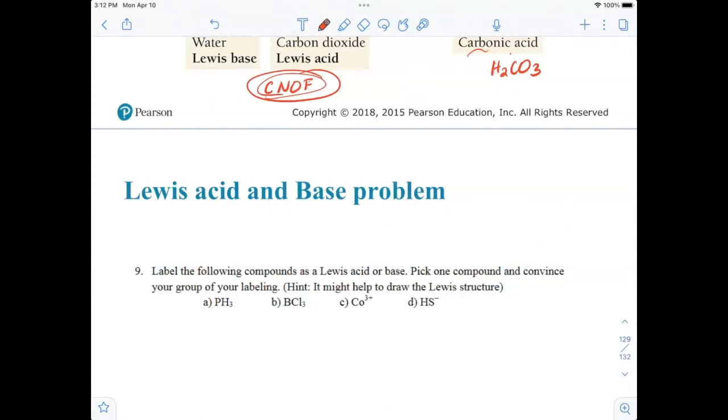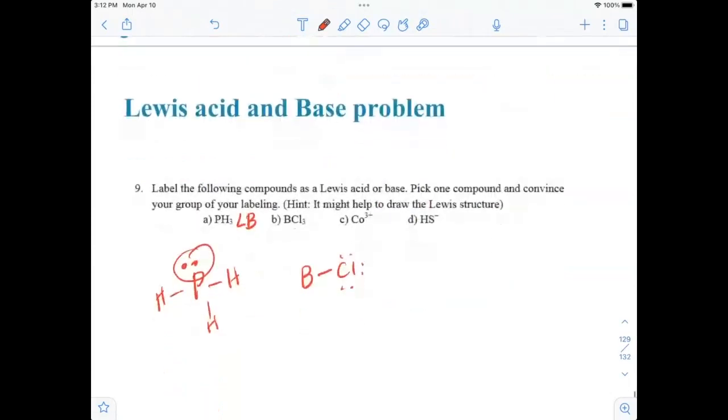If you draw the Lewis structure here, this is going to be P, H, H, H, with a lone pair. So this is going to be a Lewis base because of that. This one here, we know boron has less than an octet, right? 1, 2, 3, 4, 5, 6. 1, 2, 3, 4, 5, 6. 1, 2, 3, 4, 5, 6. The emptiness here makes it a Lewis acid.